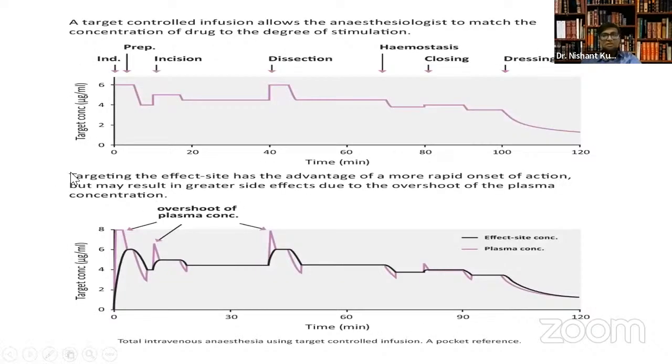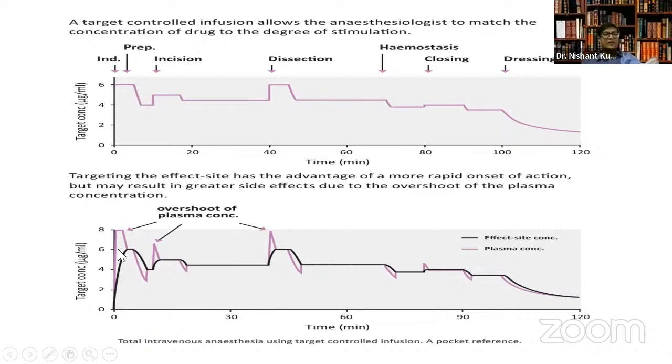So now if you see this, I hope you're able to see this. Yeah, so this is the target plasma concentration. That means we start at 6, then it goes down. So it has already decreased. Then you again increase, it goes up, then you stop again. So that is how the graph progresses.